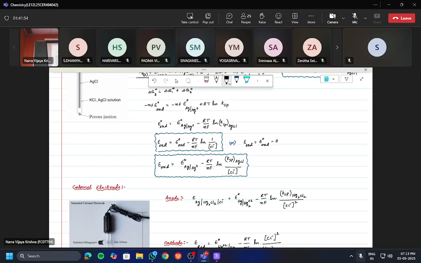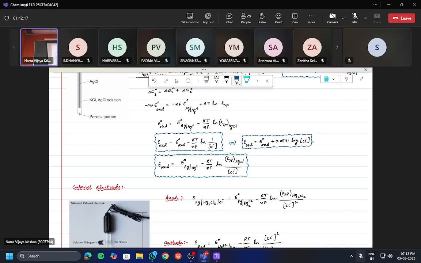minus 0.0591 log 1 upon Cl minus. I will write plus, and I will write Cl minus. Is there anything wrong? These two are the same or not?